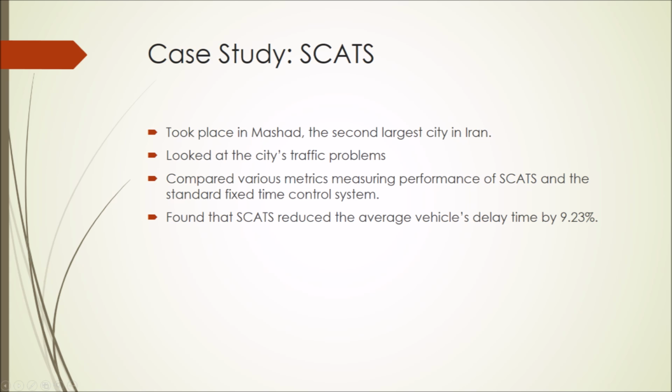The second case study considers SCAT's optimization. The study took place in Mashhad, the second largest city in Iran. It looked at the city's traffic problems. It compared various metrics measuring performance of SCATs and the standard fixed time control system. The study found that SCATs reduced the average vehicle's delay time by 9.23%.